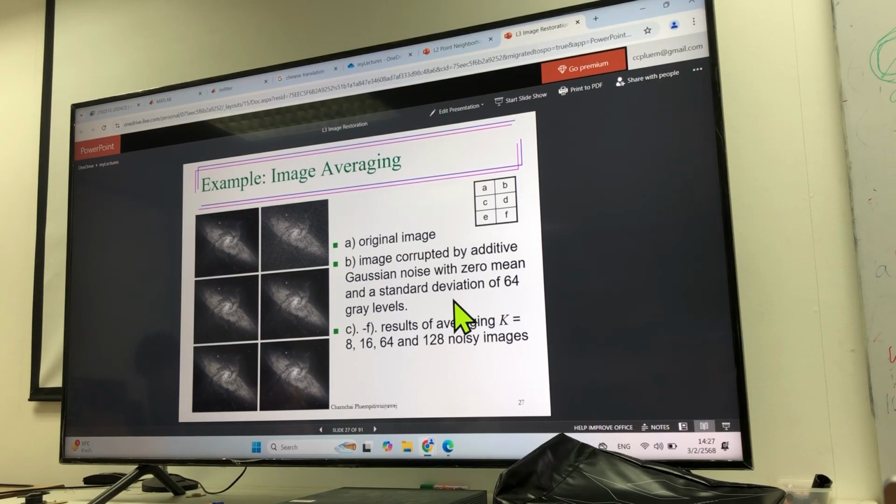So that's a simple proof. This is the example they use in the book. The first one is the original. The second one is corrupted by noise, and these are averages when K equals 8, 16, 64, and 128. The more noisy images you take the average of, the closer and closer it gets to the original.